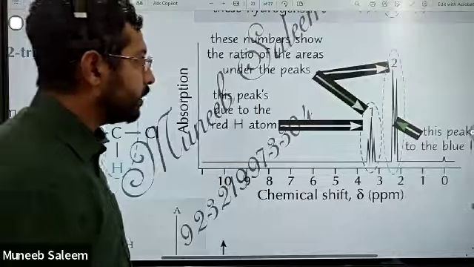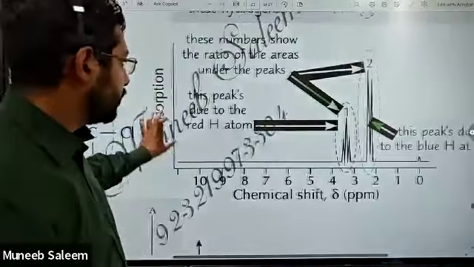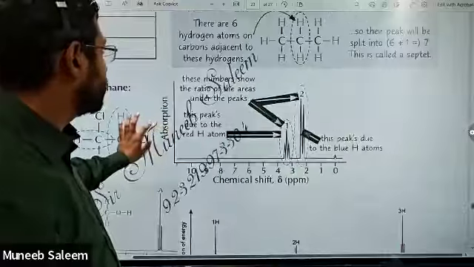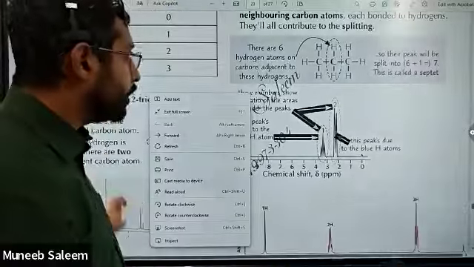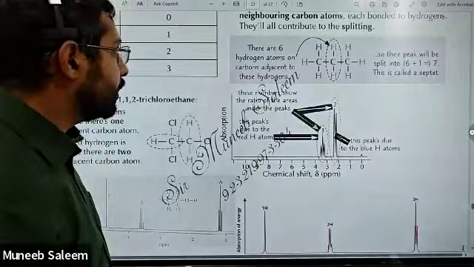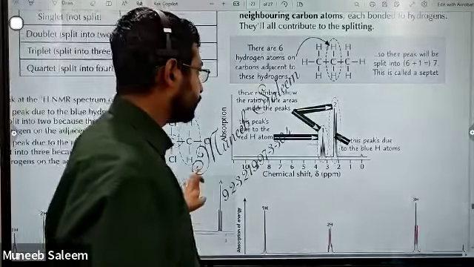which means you will have two types of peaks here, and the peaks will both be doublets. Both of the peaks will be doublets in this case.